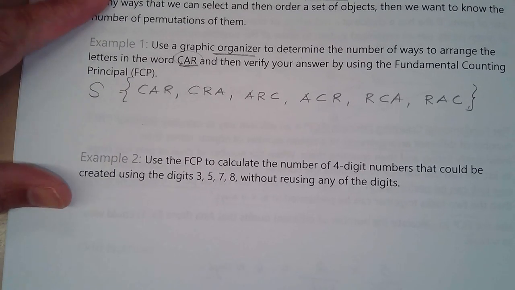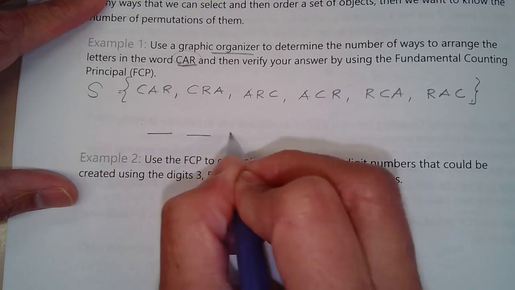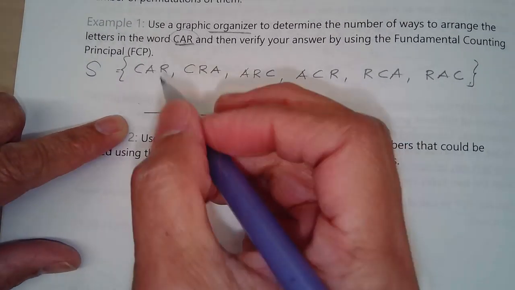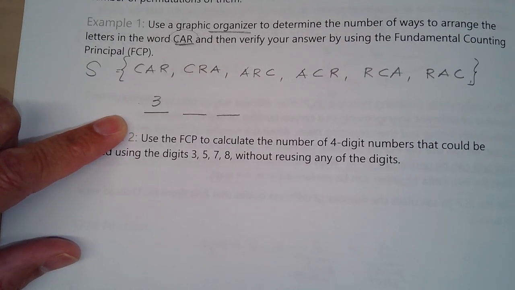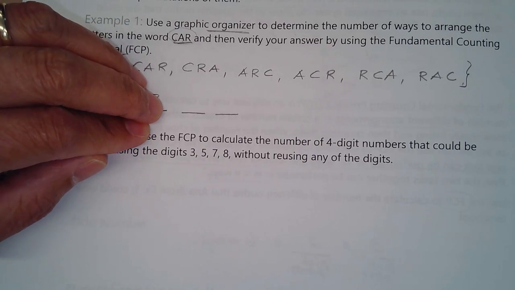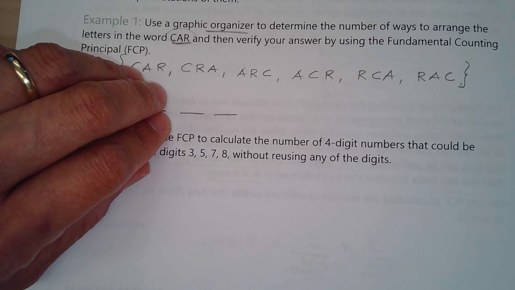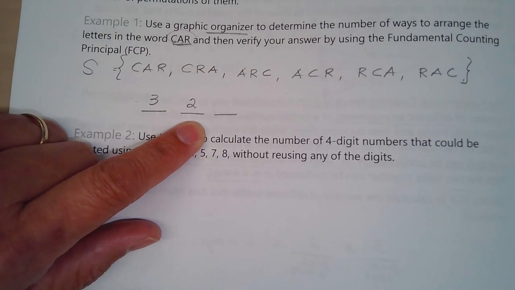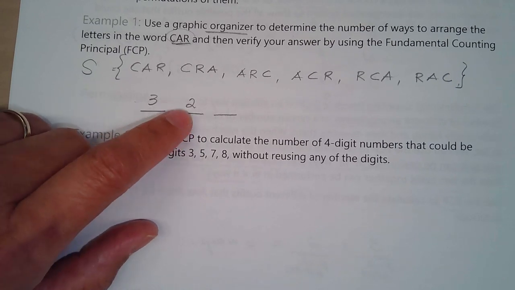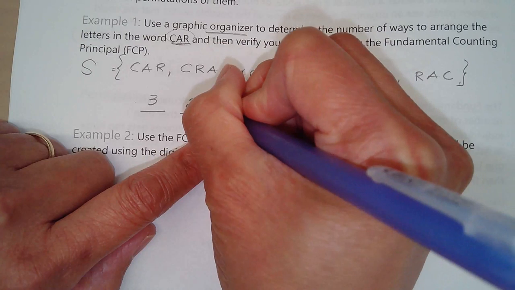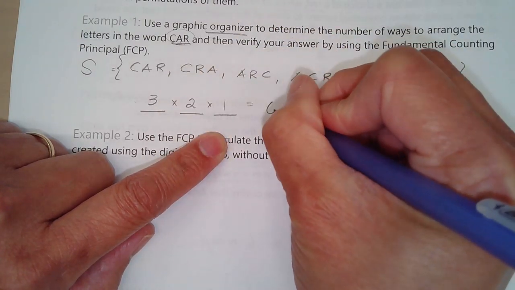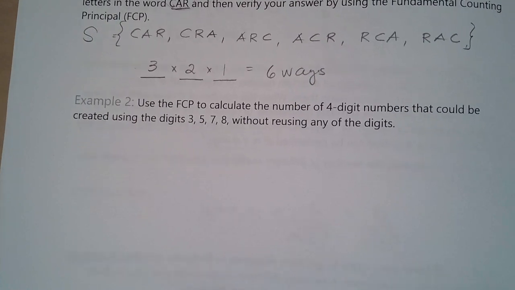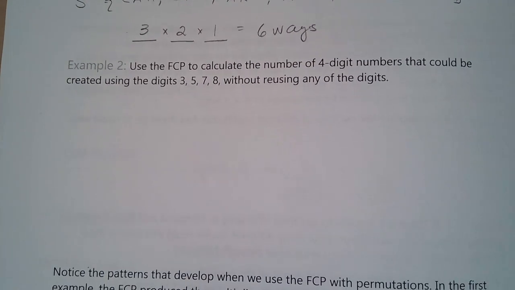Now, how can we verify this using the fundamental counting principle? Okay, so we got three spaces here. We have to pick a letter that can go in here. So far we have three possibilities to put there. Now that I've chosen one letter in here, I got only two letters. Two possibilities here. And then I've chosen two letters already, only got one possibility here. So that's going to be 3 times 2 times 1. That's going to be 6. 6 ways of doing that. Okay. So far so good.